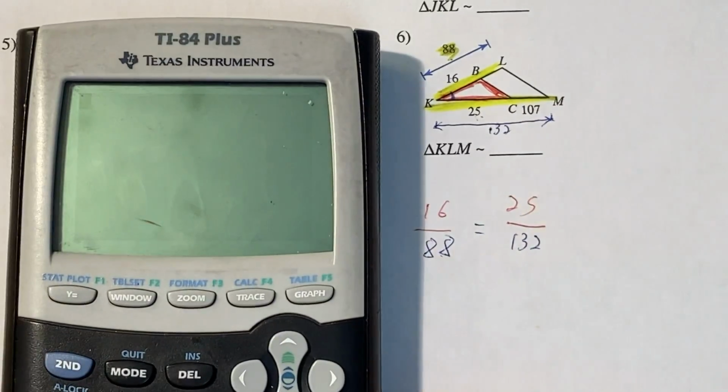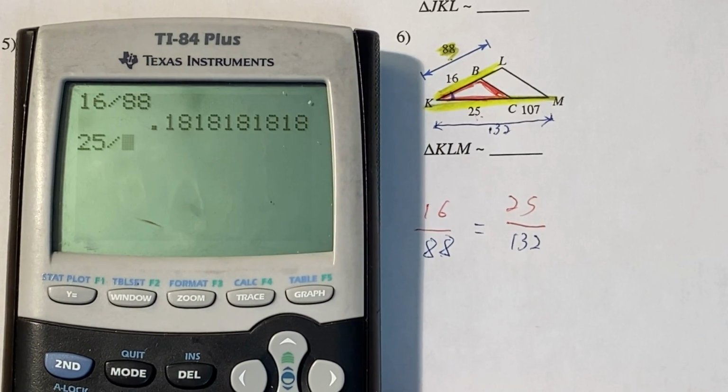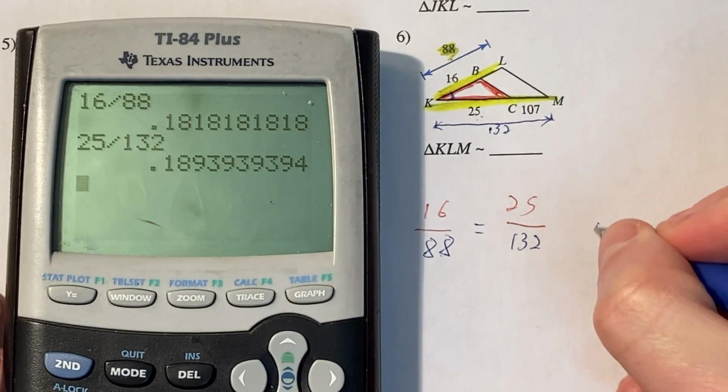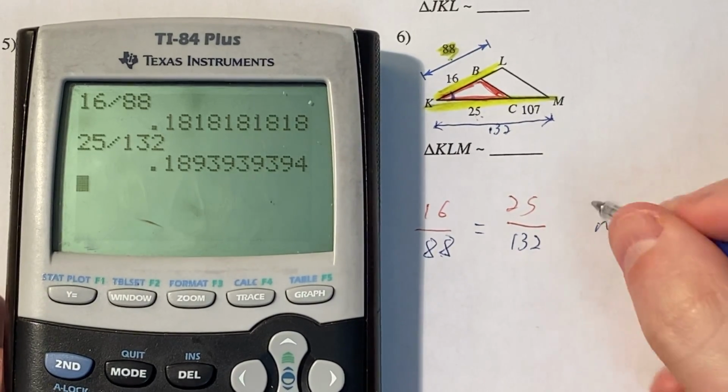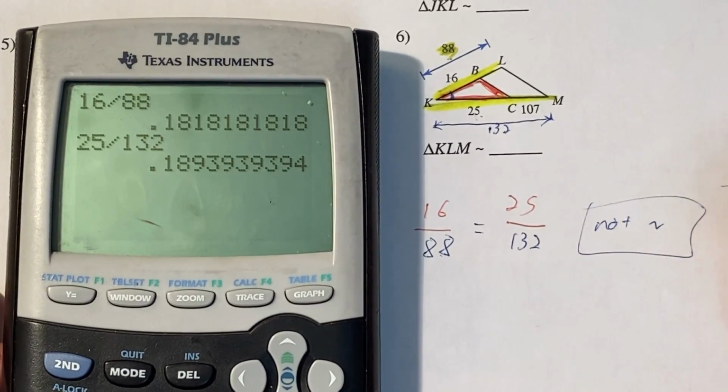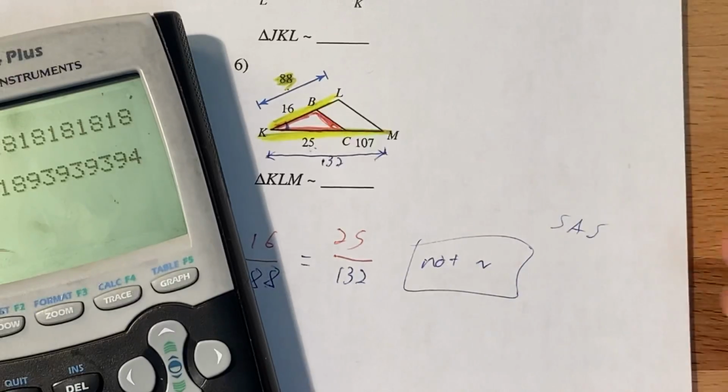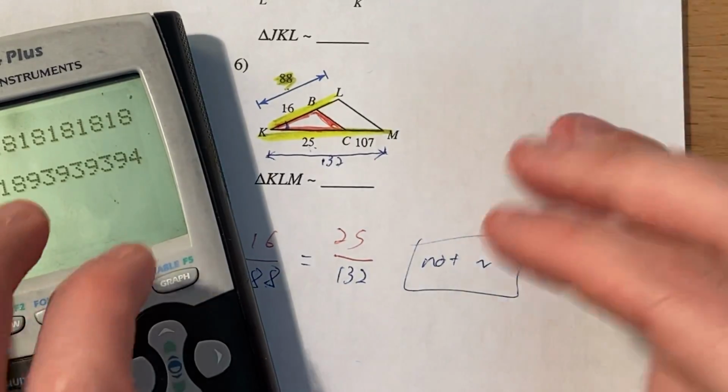So I'll check it. 16 over 88, 25 over 132. And it looks like no, they're not similar. It would have been side angle side if it was, but it wasn't.